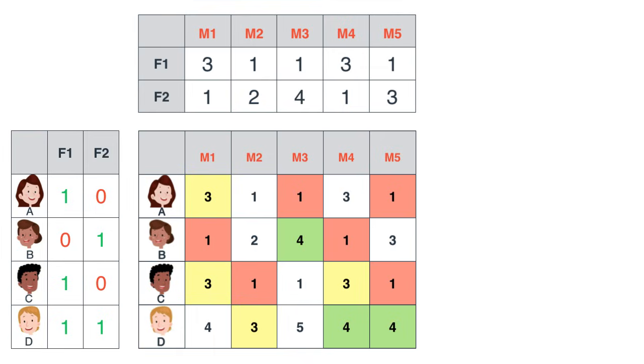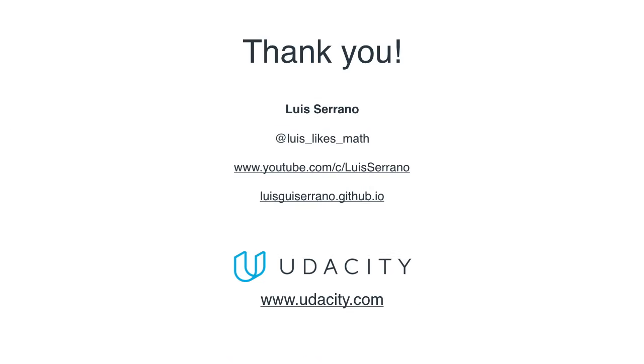And now what do we do? Well, if, for example, Dana comes in and she hasn't seen movie 1 and movie 3, then which one do we recommend? Well, it turns out that between movie 1 and movie 3, the highest predicted rating is movie 3, which is 5. So we recommend movie 3 to Dana. And that is pretty much it.